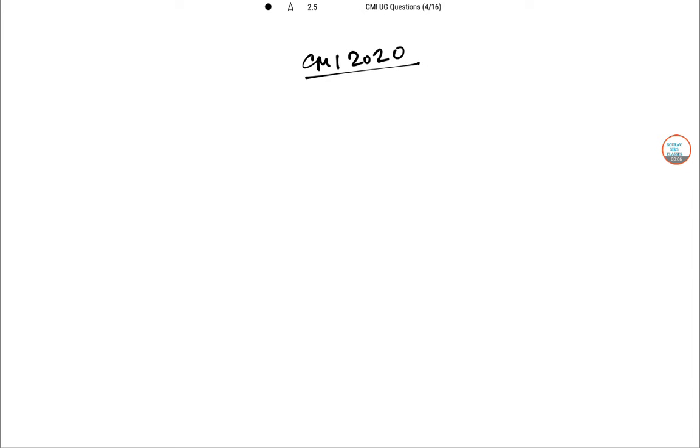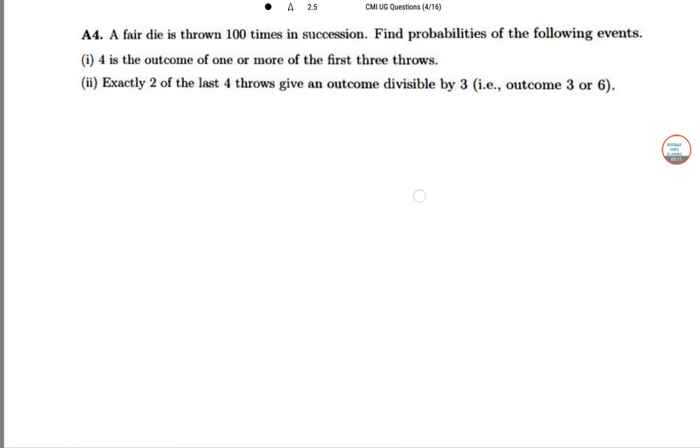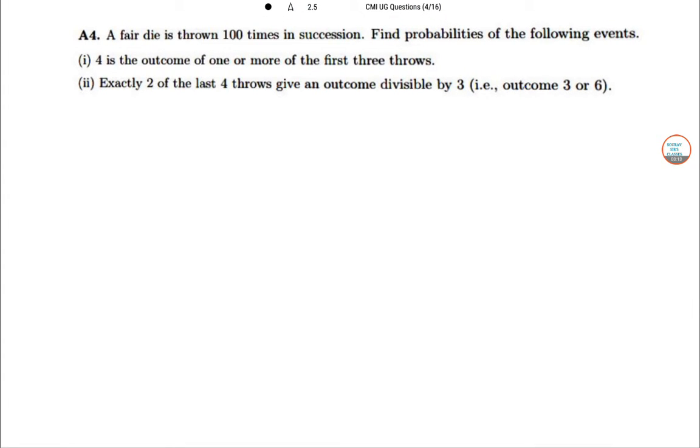In the previous question I have done A1, A2, A3. From A4 I will be doing. This is a fair die based question. A fair die is thrown 100 times in succession. Find the probabilities of the following events. One is 4 is the outcome of one or more of the first 3 throws, and exactly 2 of the last 4 throws gives an outcome which is divisible by 3.